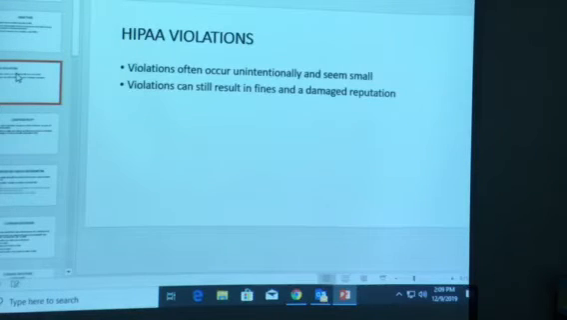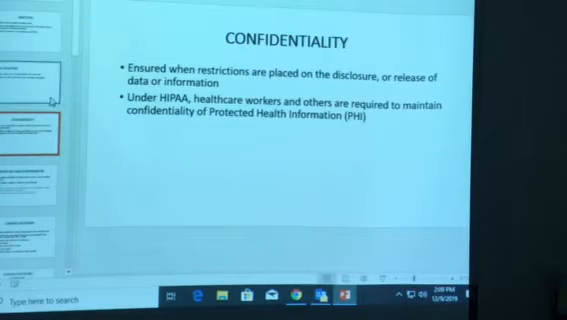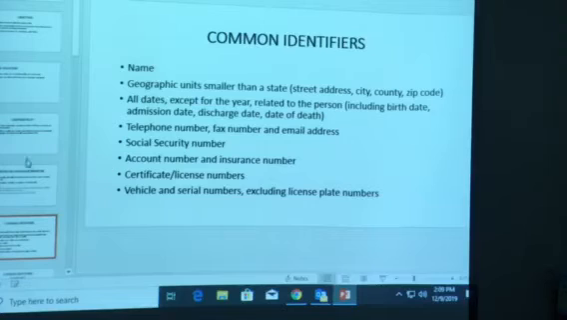HIPAA violations. Violations often occur unintentionally and seem small. A violation can still result in fines and a damaged reputation. Confidentiality. Ensured when restrictions are placed on the disclosure or release of data or information. Under HIPAA, healthcare workers and others are required to maintain confidentiality of protected health information.